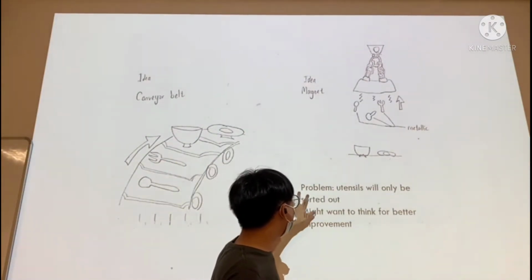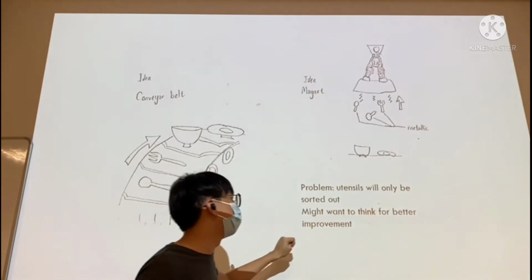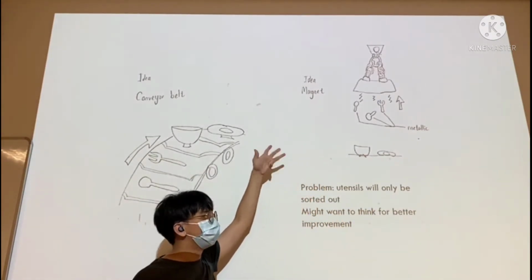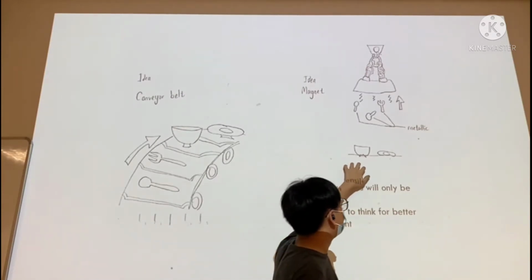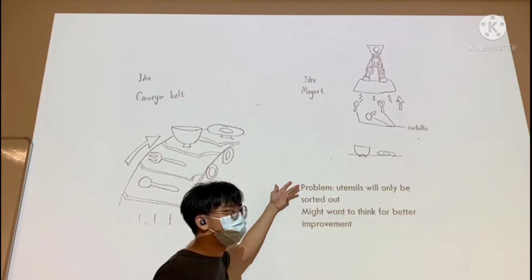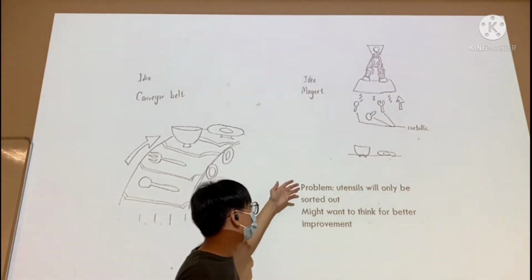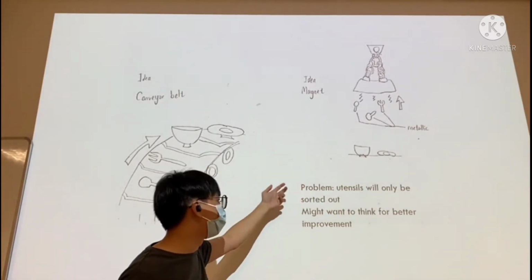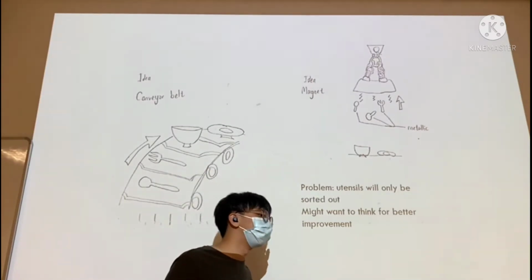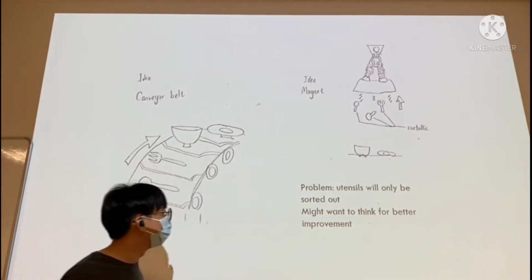Now the problem is only the utensils will be sorted out. Why? Because they're the only objects that are metallic. For example, bowl and plate, they are not metallic, they are maybe ceramic, they may be glass, but ultimately the problem is only the utensil will be sorted out, and we might need to think of a better improvement. Next slide.